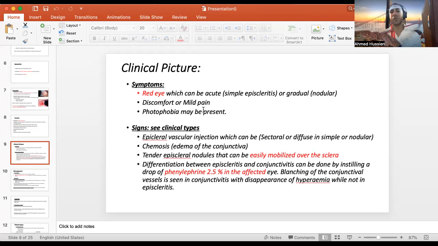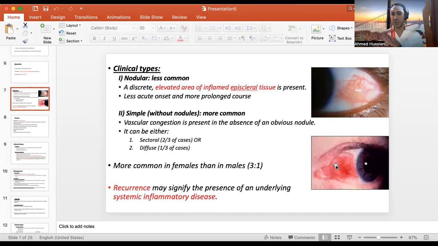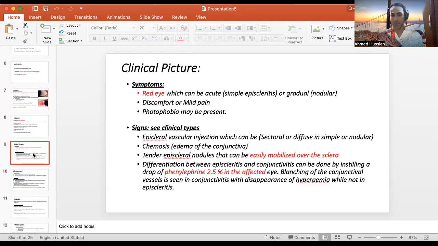Again, pain is not as prominent as in scleritis. It's just the discomfort or mild pain. Some patients may complain of photophobia. So are there any clinical signs you are going to search for? Yes. So you will search for what's called episcleral vascular injection, which again can be sectoral or diffuse like here. So it's just vascular injection or an inflamed nodule on the surface of the eye.